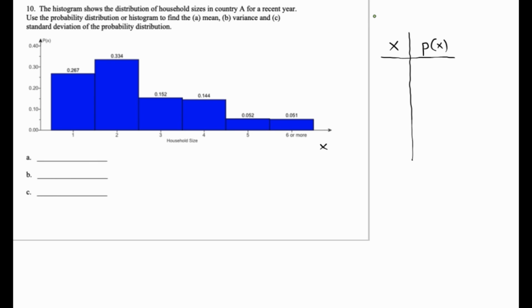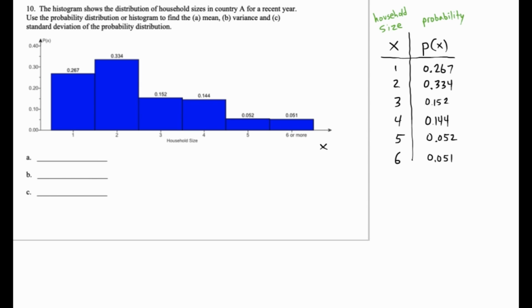Household size is going to be the X. And P is going to be the probability of finding a house in this country with those particular sizes. So the X values that are relevant here are 1, 2, 3, 4, 5, and then 6 or more. Probabilities are given in the picture.